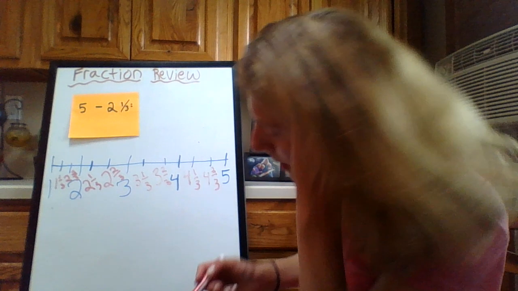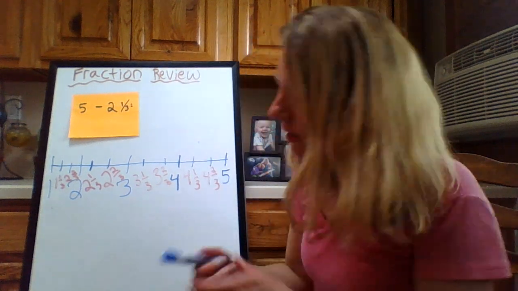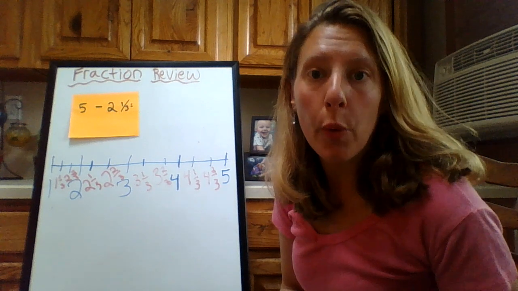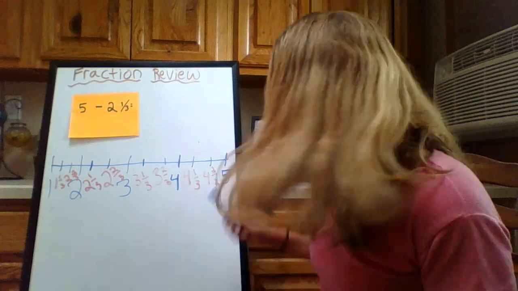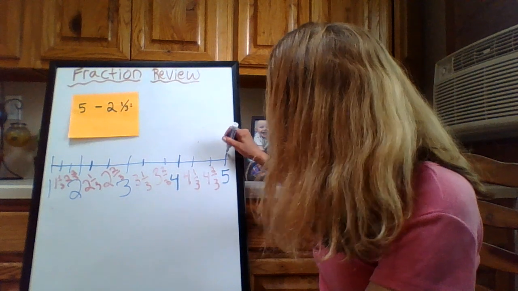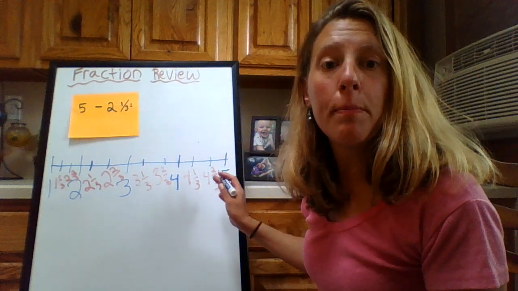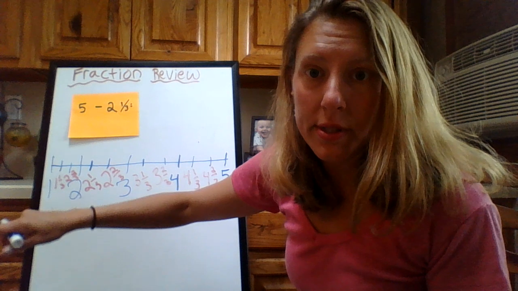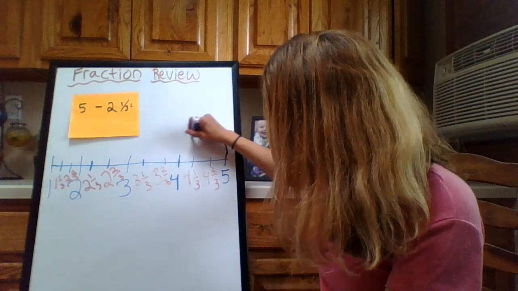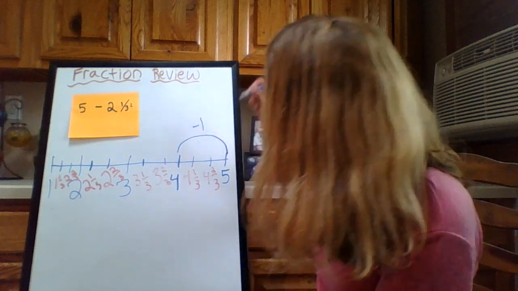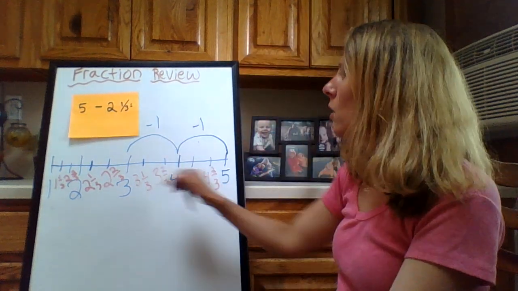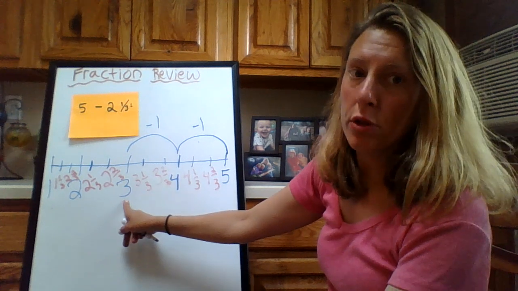Okay, so remember when we use our number line, we use jumps to show our work or our thinking. So here's 5 minus 2 1/3. I'm going to start at 5 and I'm going to jump 2 wholes. I'll subtract the 2 first. So here's minus 1 whole, minus another whole brings us to 3.